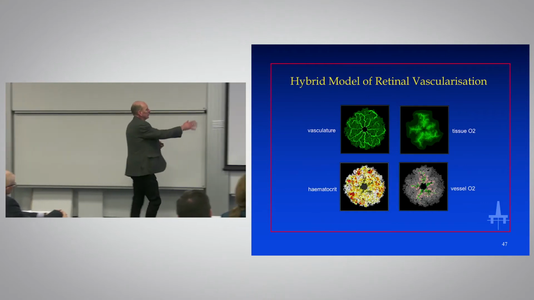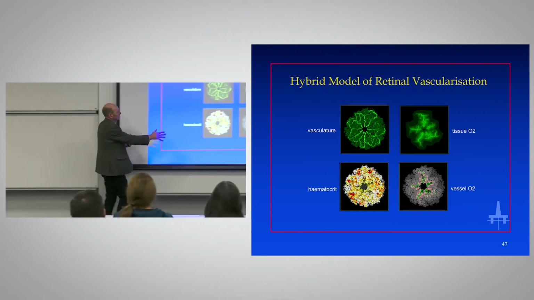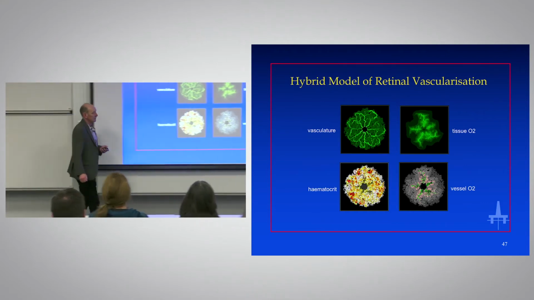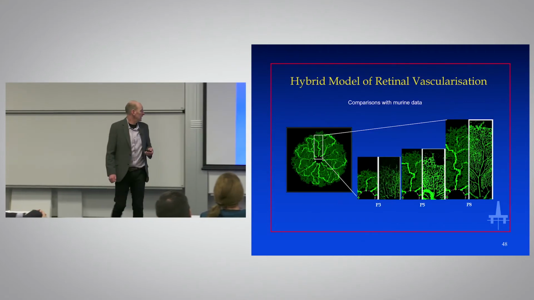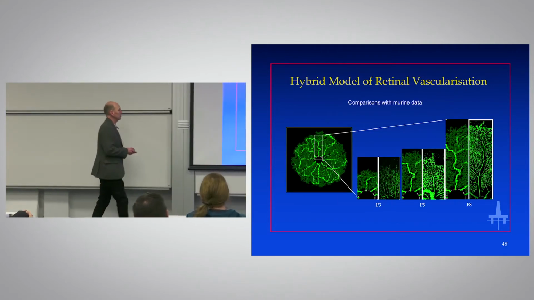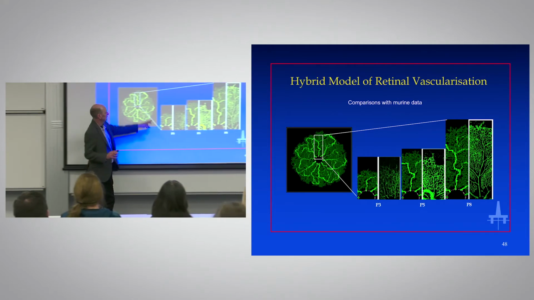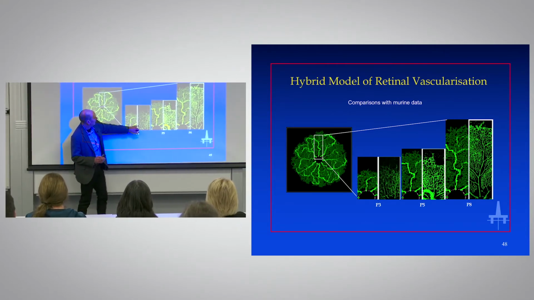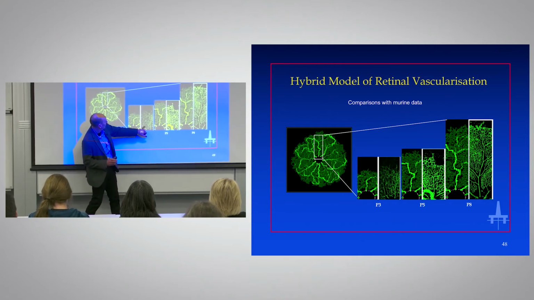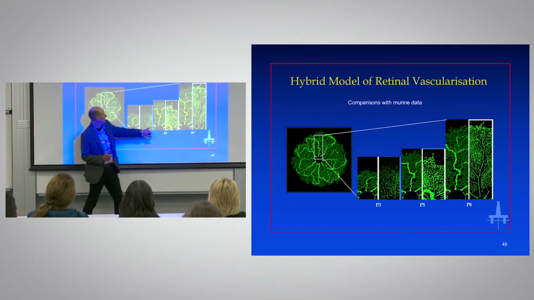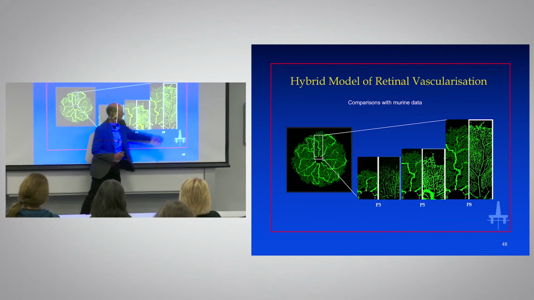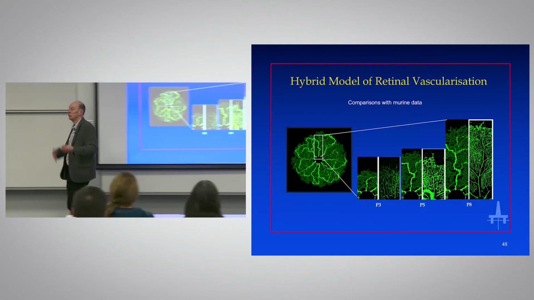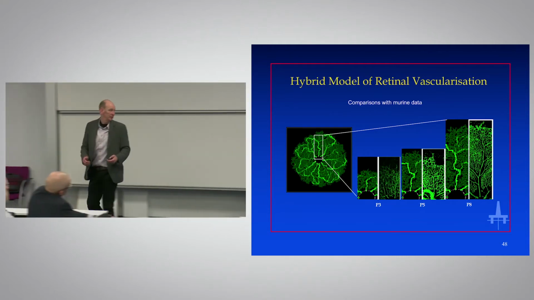So this is looking at the vasculature, the tissue oxygen concentration, the red blood cell concentration, and the vessel oxygen concentration. And this is a comparison with the mouse data. We didn't try to fix anything here. These are just slices from the model versus the actual experimental data: model, experiment, model, experiment. So you see we reproduced the features qualitatively quite nicely.